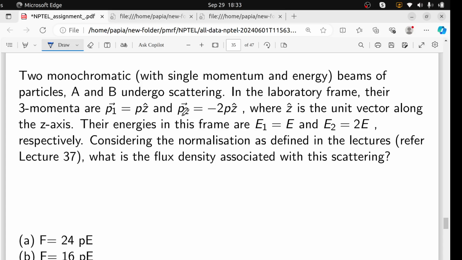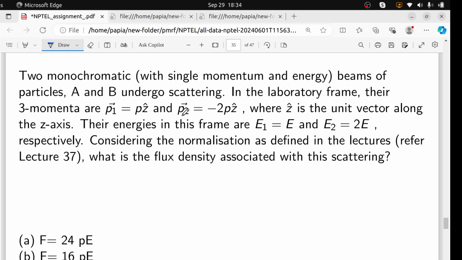Two monochromatic beams of particles A and B, with single momentum and energy, undergo scattering. In the laboratory frame, their three momenta are P1 equals P z cap and P2 equals minus 2P z cap, where z cap is the unit vector along the z axis. Their energies in this frame are E1 equals E and E2 equals 2E respectively. Considering the normalization as defined in the lectures, referred to lecture 37, what is the flux density associated with this scattering?